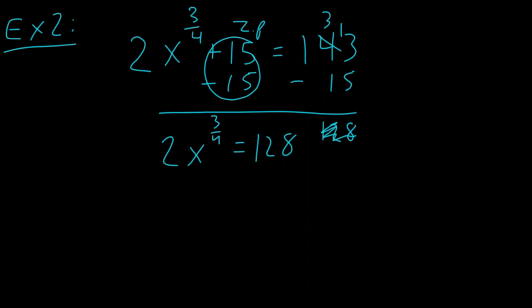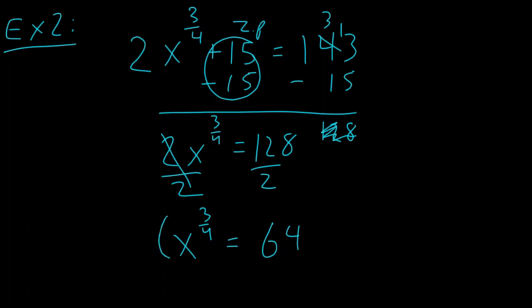And what do we get rid of next? Well, of course, we will divide both sides by 2. As that goes away, we now have x to the 3/4 is equal to, what is 128 divided by 2? Well, use your calculator, and of course that will give you 64. Now we're basically back to a level 1 video. How do we get rid of the rational exponent of 3/4? Of course, we want to raise it up to its reciprocal, which in this case will be 4/3.